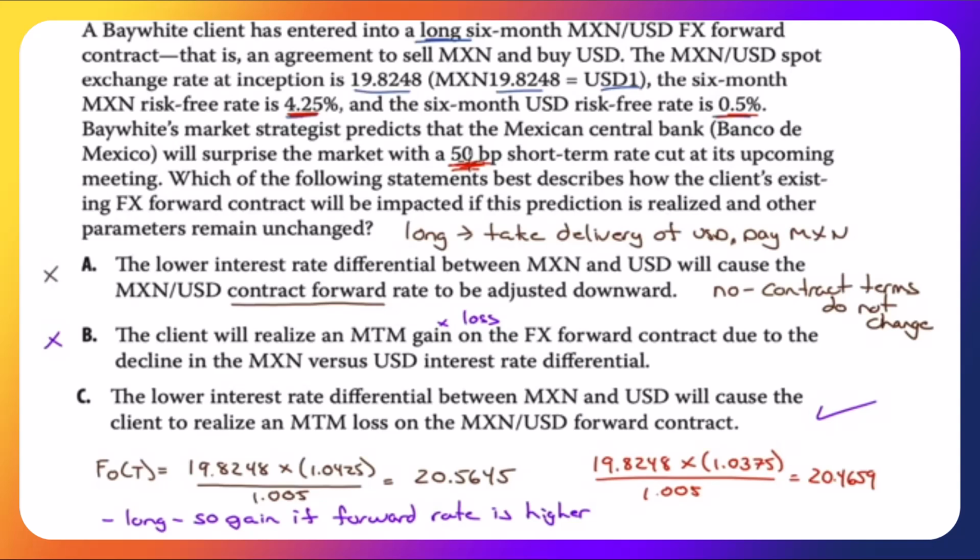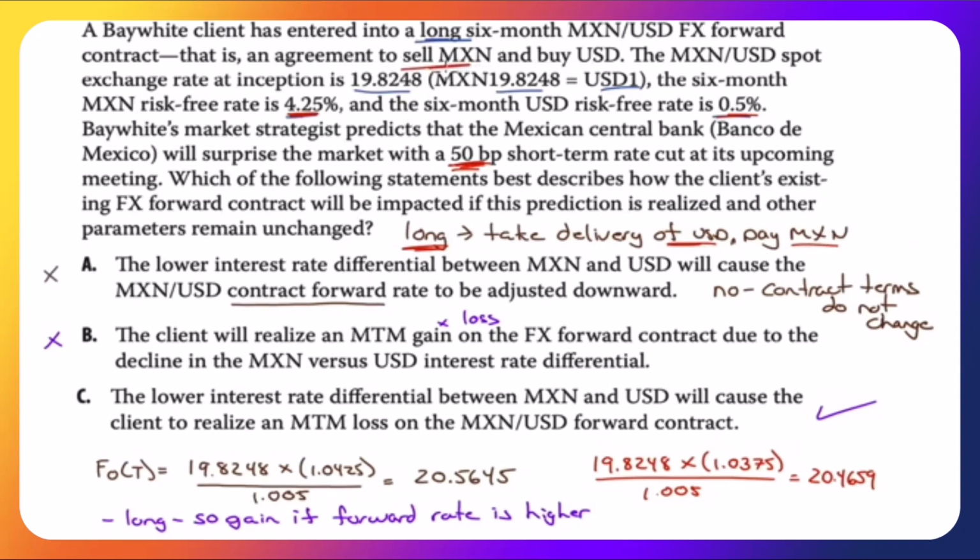Okay, which of the following statements best describes how the client's forward contract will be impacted if this prediction is realized and other parameters remain unchanged? So we're long. That means we're going to take delivery of US dollars and we're going to pay pesos. Pretty much what this says here.